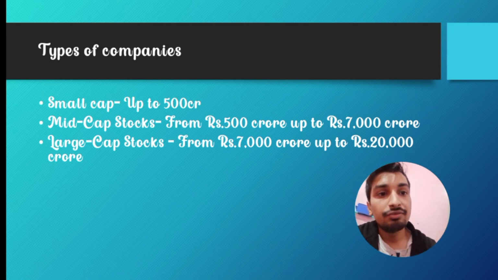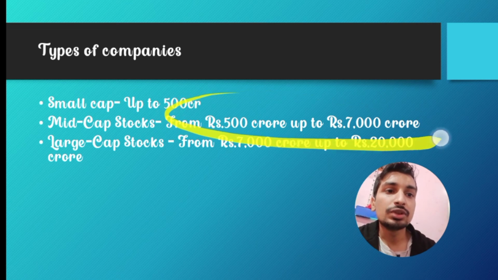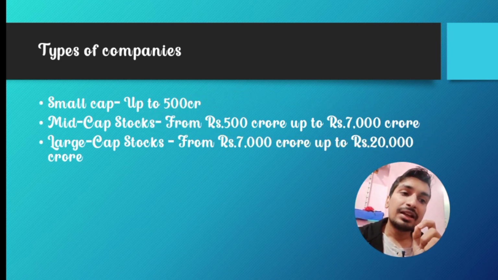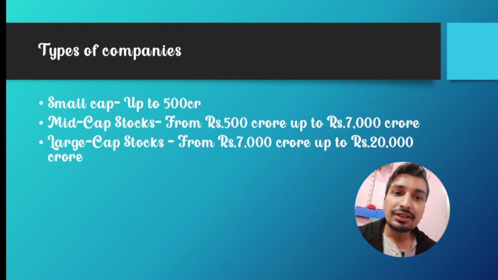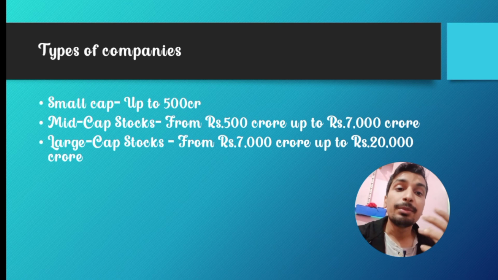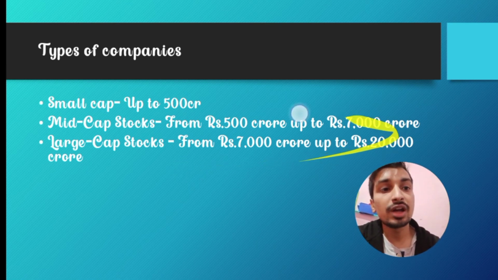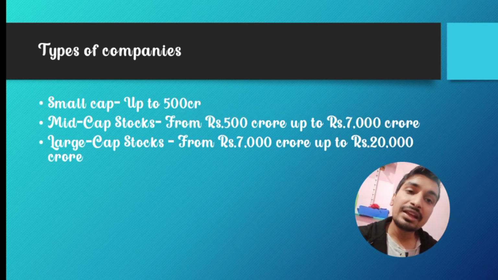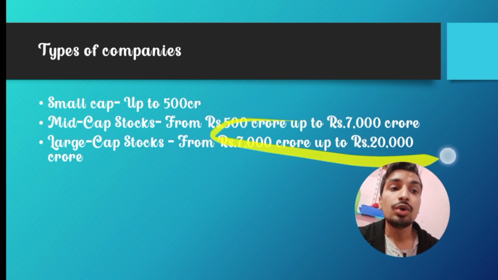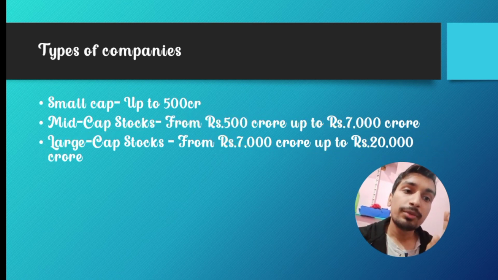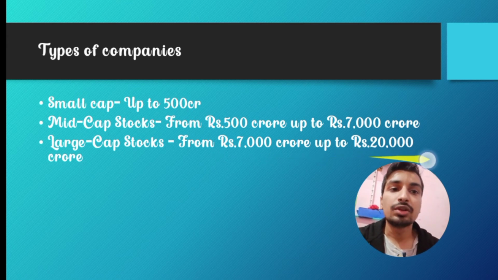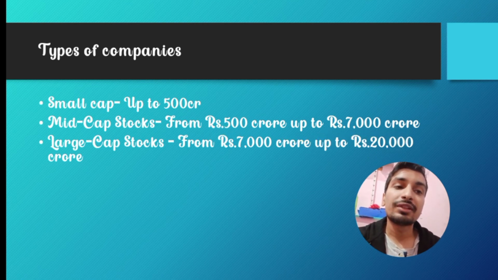Mid cap: if the market cap lies between 500 to 7,000 crore, the company is said to be a mid cap company, or the stocks are said to be mid cap stocks. They generally perform well, and the large cap stocks are generally stable. The large caps are the big companies, so the market capitalization is very big, that is 7,000 crore to 20,000 crore. If you multiply the share price and the number of shares, you must get 7,000 crore or 20,000 crore. For mid cap, you must get between 500 crore and 7,000 crore.